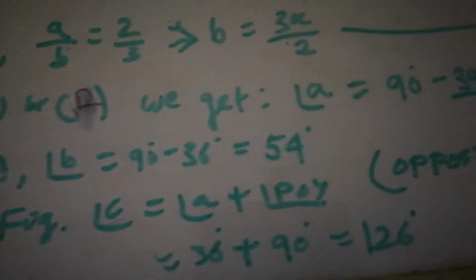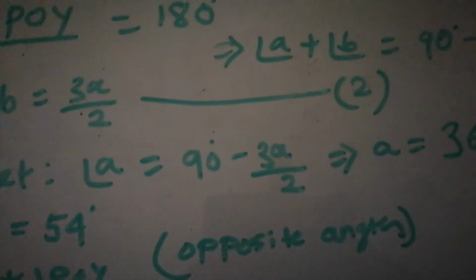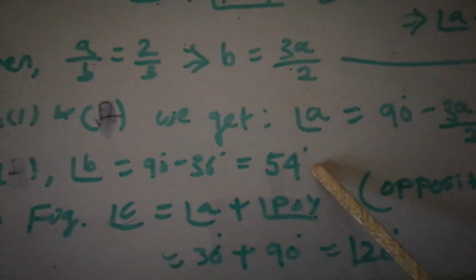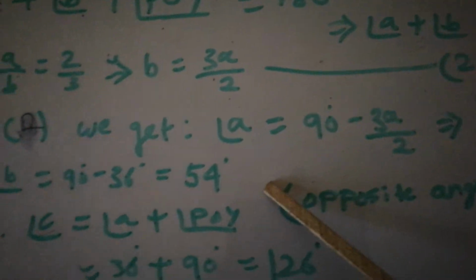So from equation 1, we can find B equals 90 degrees minus A, and A we have found to be 36 degrees. So angle B equals 90 degrees minus 36 degrees equals 54 degrees.